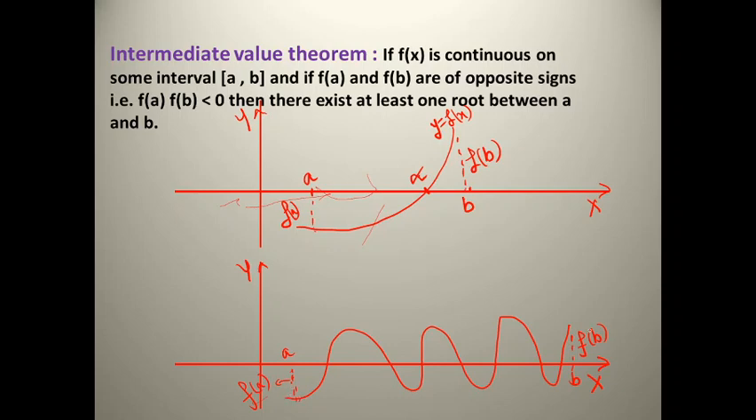So f of A and f of B are of opposite sign, okay? What we find here is that this curve cuts the x-axis at a number of points. This is one point, second, third, fourth, fifth, sixth, seventh. So between these two points, if I select A and B over here, the curve cuts the x-axis at 7 points. In this way we have 7 roots, if this condition is satisfied.